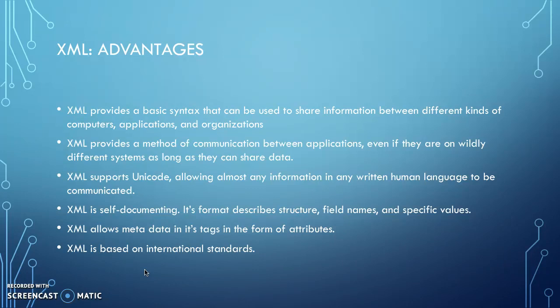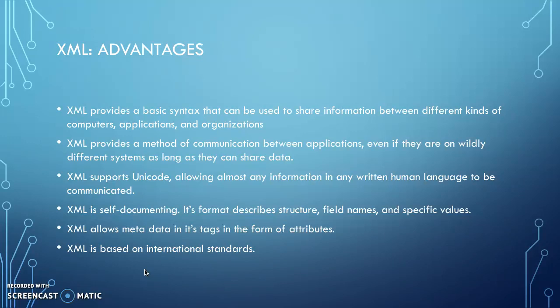So the advantages of XML are that it provides a basic syntax that can be used to share information between different kinds of computers, applications, and organizations. XML provides a method of communication between applications, even if they are on wildly different systems, as long as they can share the data. And XML supports Unicode, which will allow it to display or describe almost any written human language that can be communicated.